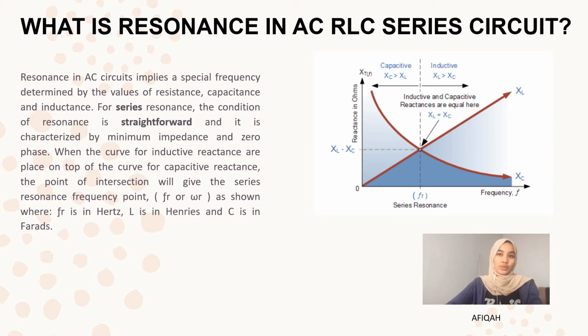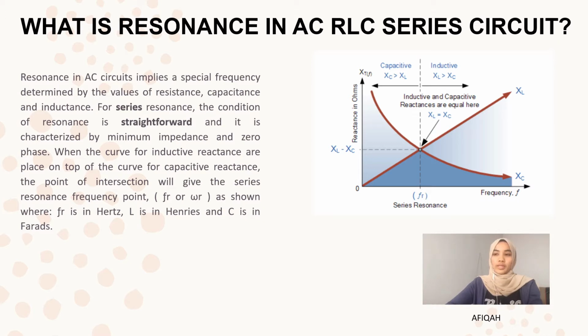I would like to explain about what is resonance in an AC RLC series circuit. Resonance in an AC circuit implies a special frequency determined by the values of resistance, capacitance, and inductance. For series resonance, the condition of resonance is straightforward and it is characterized by minimal impedance and zero phase. When the curve for inductive reactance is placed on top of the curve for capacitive reactance, the point of intersection will give the series resonant frequency point.